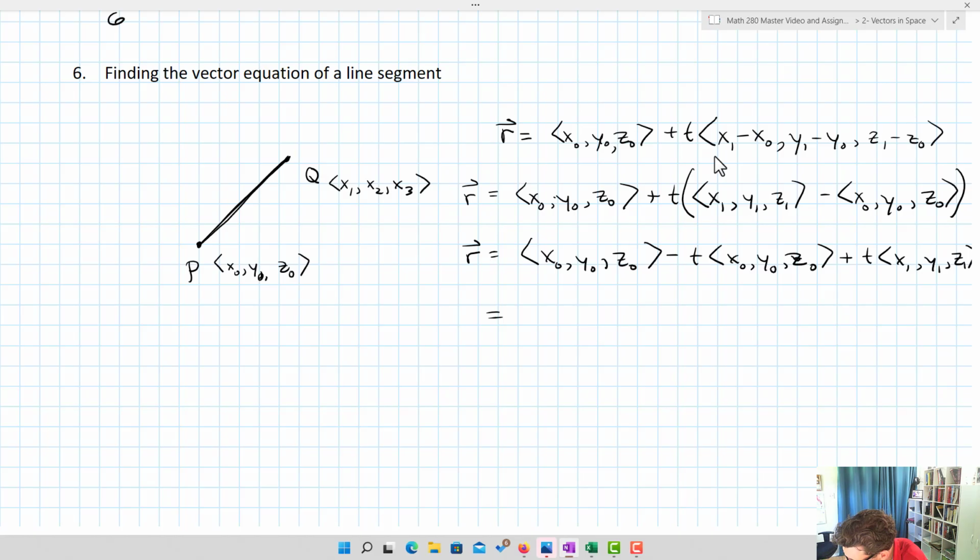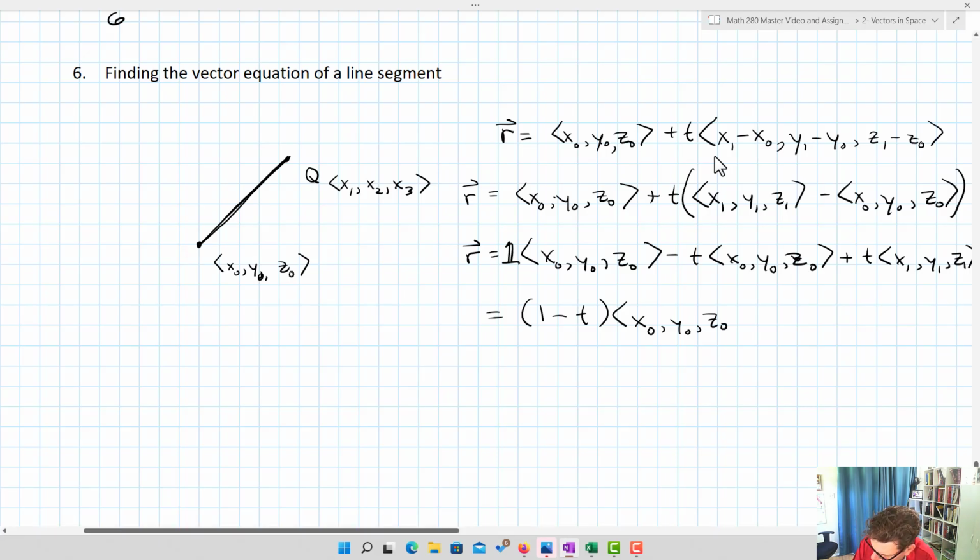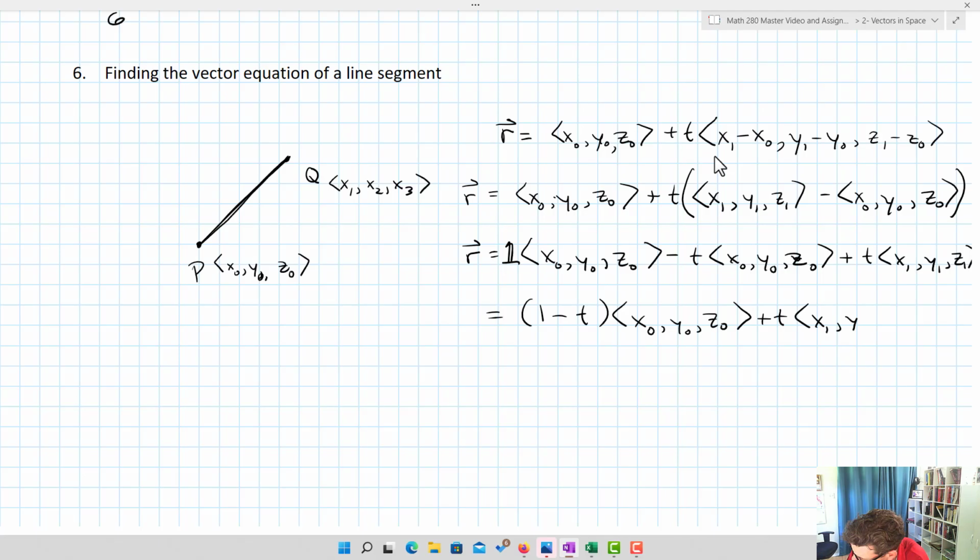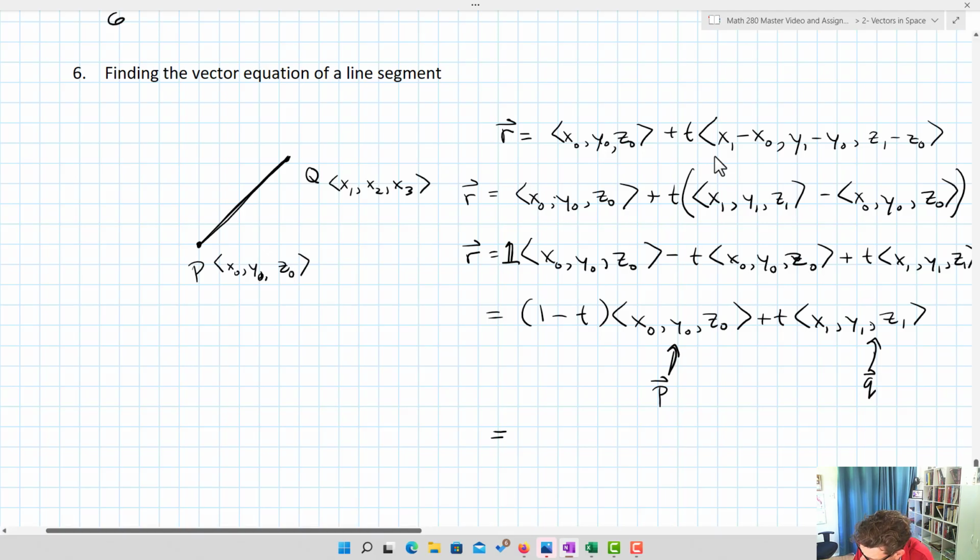And if I just go in and factor out my scalars, this is a 1 in front of here, so I end up with (1 minus t) times x naught, y naught, z naught, plus t times x1, y1, z1. We'll call this vector Q. It's the component vector that goes from the origin out to our point Q. We'll call this vector P. And so our equation for the line segment is going to be (1 minus t) times that vector P plus tQ, where we've got the parameter t.